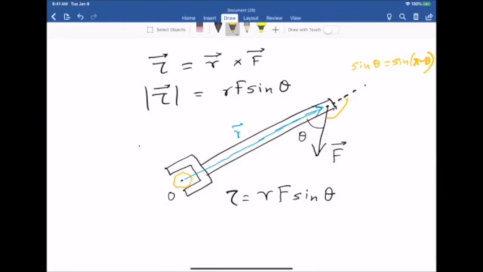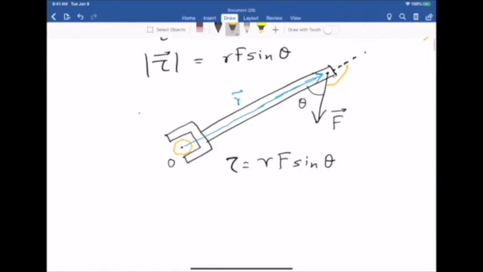Okay. Now, this formula can be written in a slightly different way. So suppose I make this geometry construction, and for that let me just remove this rF sine theta from here. Suppose I do the following. Suppose I draw a line through the force, all right? And then from the reference point, which is the axis of rotation, I make a perpendicular to this line. So I draw this perpendicular so that this is 90 degrees.